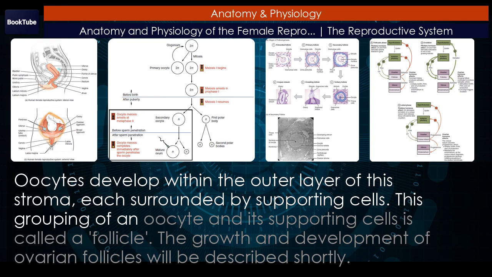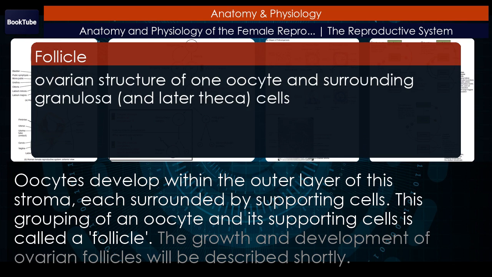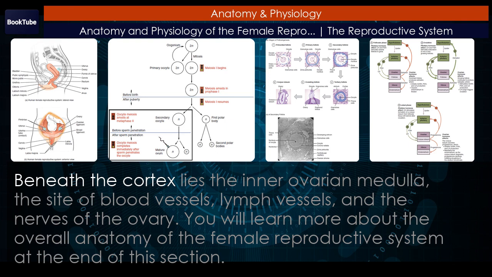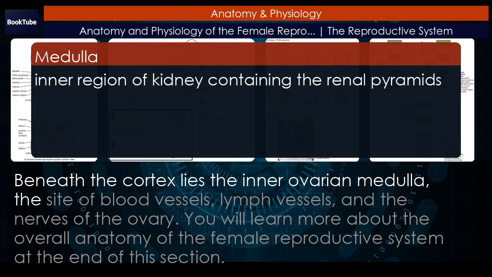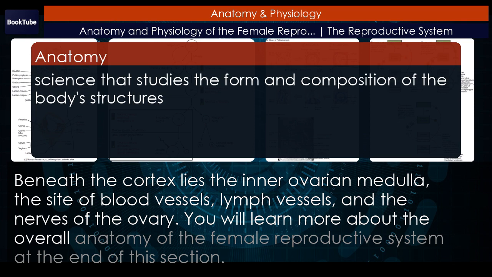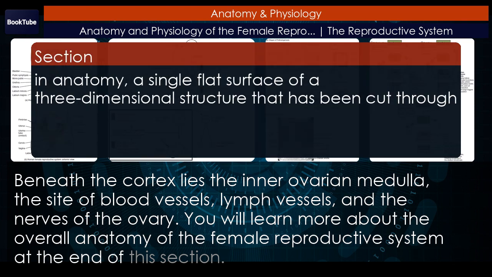This grouping of an oocyte and its supporting cells is called a follicle. The growth and development of ovarian follicles will be described shortly. Beneath the cortex lies the inner ovarian medulla, the site of blood vessels, lymph vessels, and the nerves of the ovary. You will learn more about the overall anatomy of the female reproductive system at the end of this section.